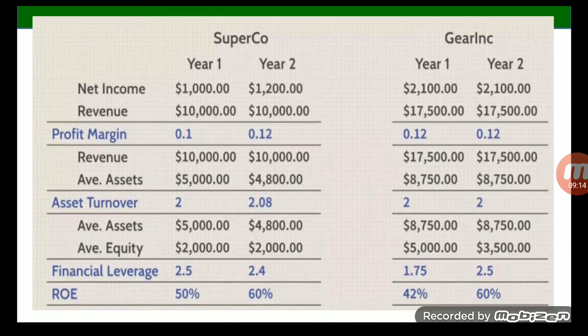Now here I have mentioned the fundamentals. Our first formula was profit margin. So how is profit margin calculated? The two years of data are taken for the two companies. Net income is 1000 in the first year, and in the second year, in the case of Super Company, 1200. Revenue is 10,000, and the same in the next year also in the case of Super Company. Now in the case of Gear International, in the first year, 2100 is the net income, and the same in the next year.